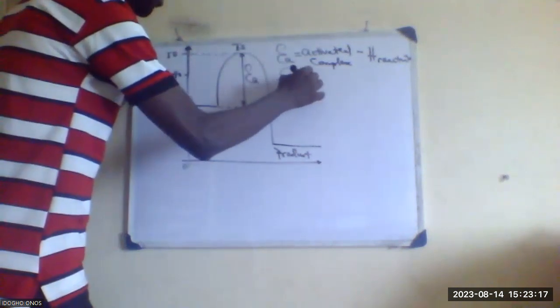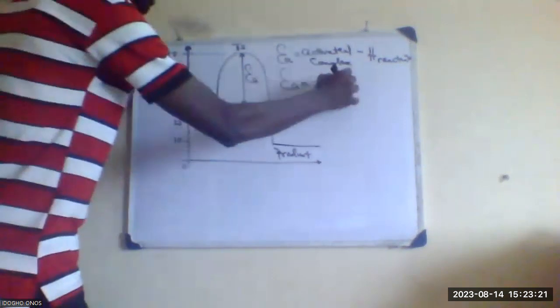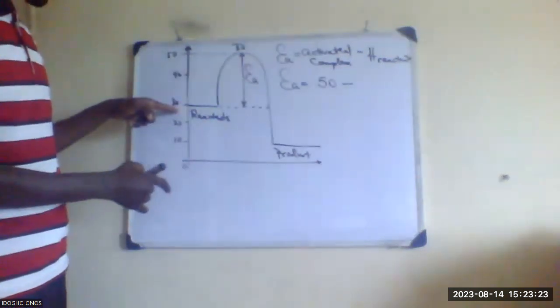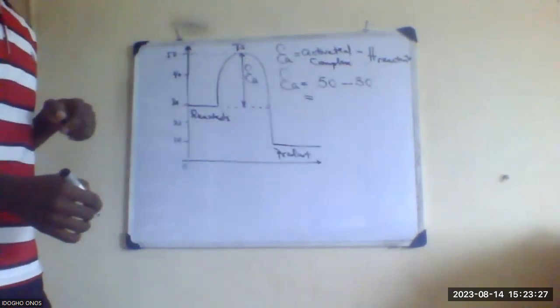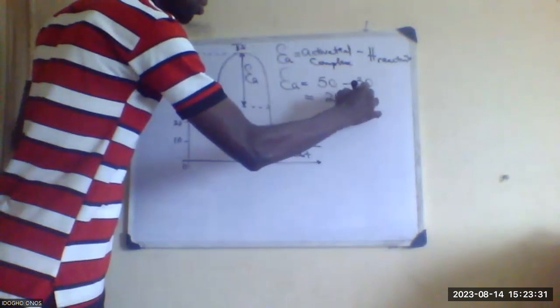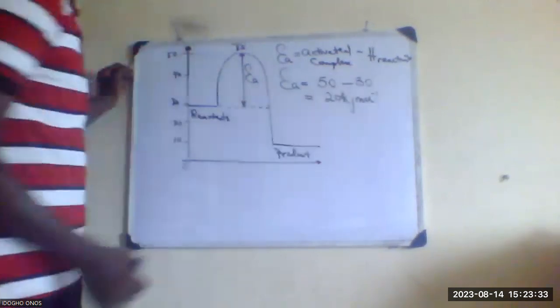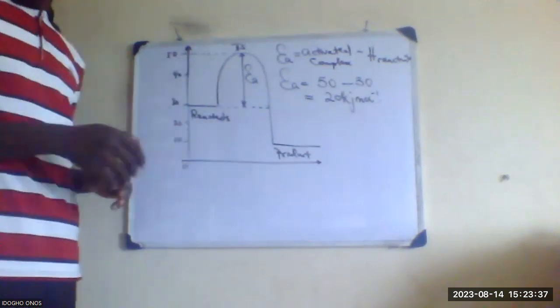So EA now is 50, which is my activated complex, minus my reactant, which is 30. 50 minus 30 gives me 20 kilojoules. That's always the unit, kilojoules per mole. That is the activation energy for this reaction.